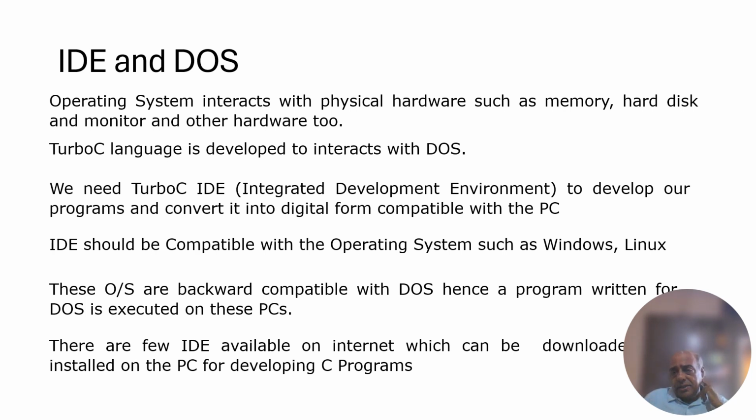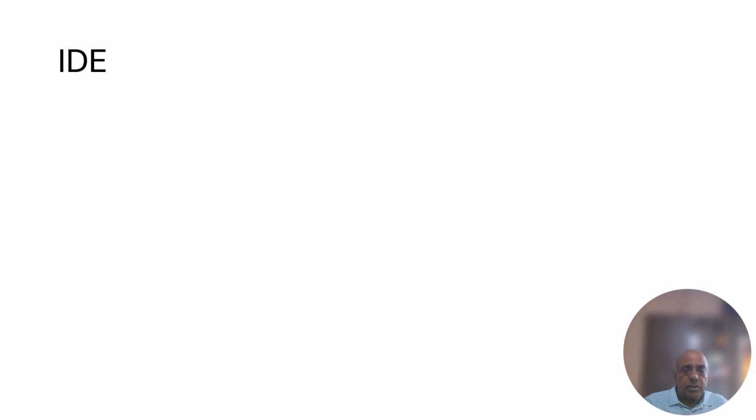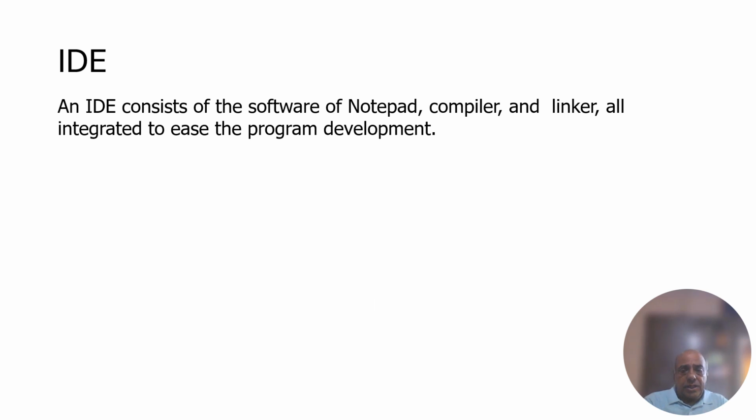There are a few IDEs available on the internet which can be downloaded and installed on the PC for developing C programs. What is an IDE? Integrated Development Environment. It consists of software for Notepad, compiler and linker. All these three are integrated to ease program development. The main focus for which the IDE is developed is to enable users to develop their C programs using this software.